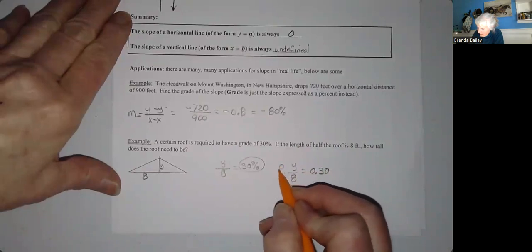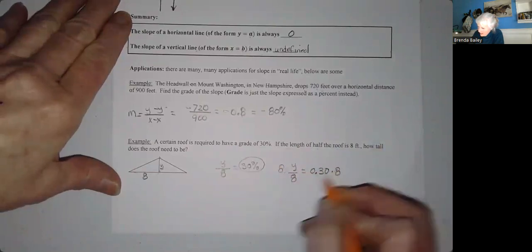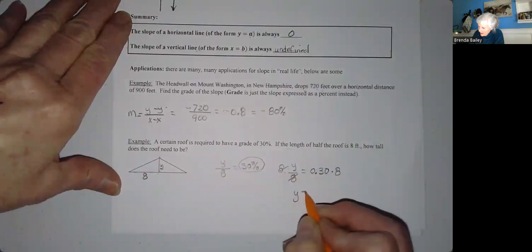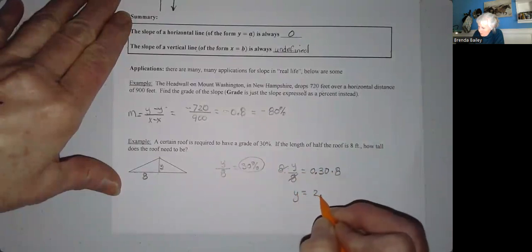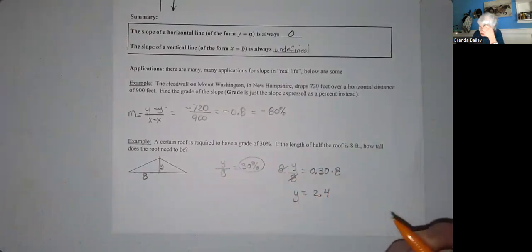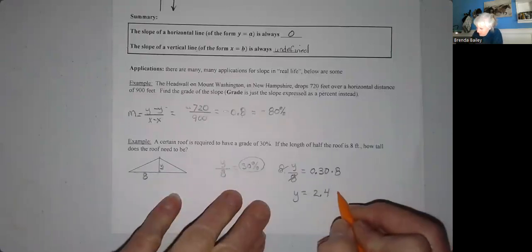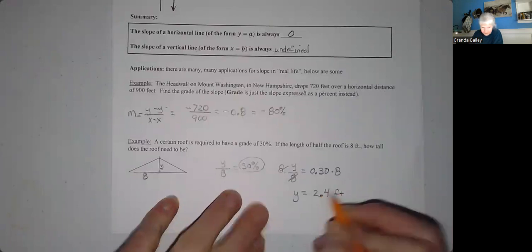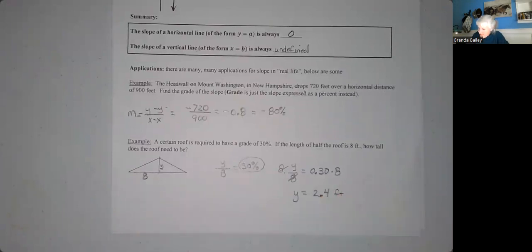So we're going to multiply 8 times 0.30. So y is equal to 2.4 feet. I'm trying to see, is this feet? Yeah, feet. Okay, so that's the height, which, with 16 feet, I guess isn't that wide. So 2.4 feet just doesn't seem very high, but that's all right. It seems to work. Okay, well, that's it for these two sections.